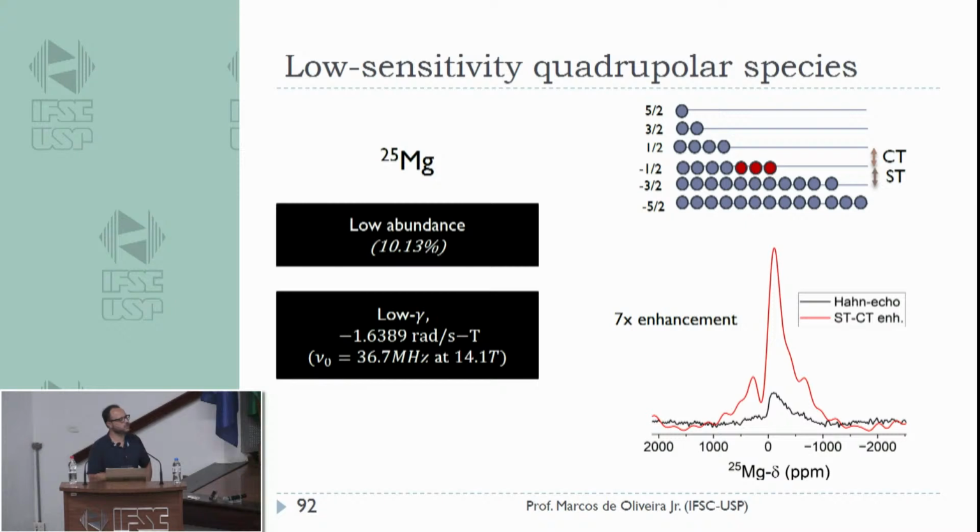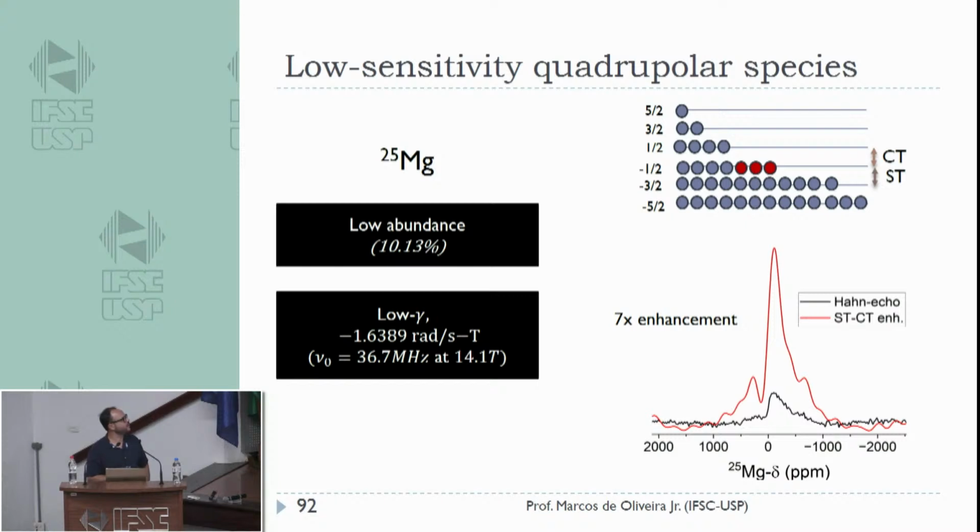So this is the last example, for magnesium. It has a low abundance of 10.13%. It has a low frequency, which makes things difficult when we are doing the experiment. But we can use a nice technique to enhance the intensity of the signals. In this example here, we enhance the signal up to 7 times. So we have here these Boltzmann distributions for magnesium.